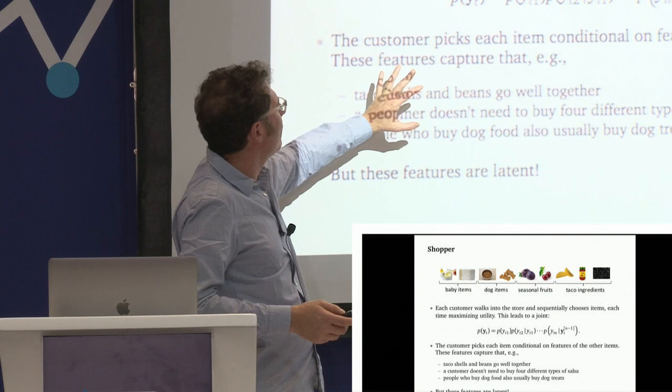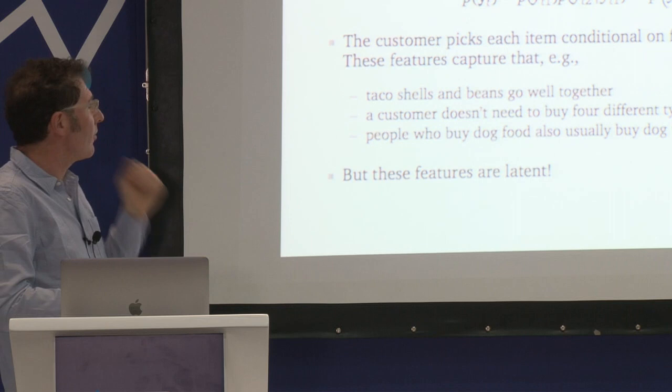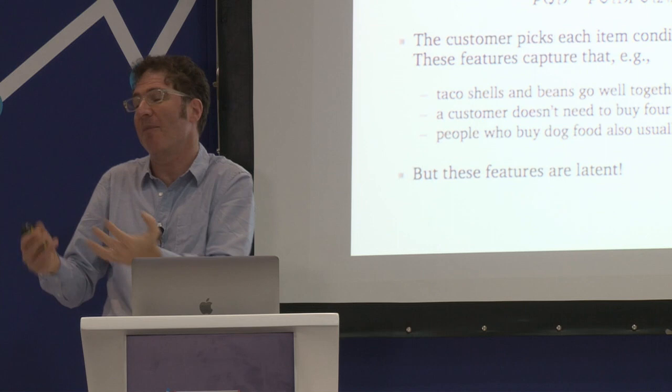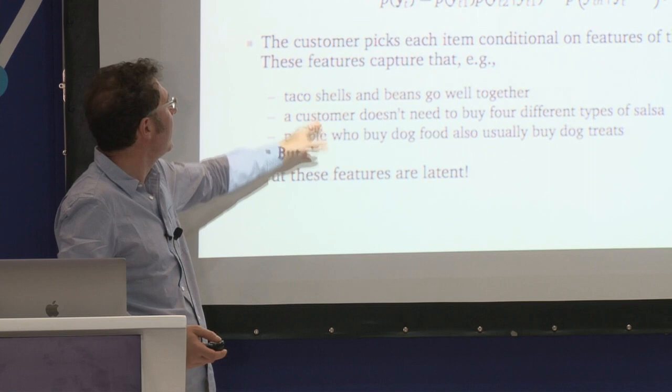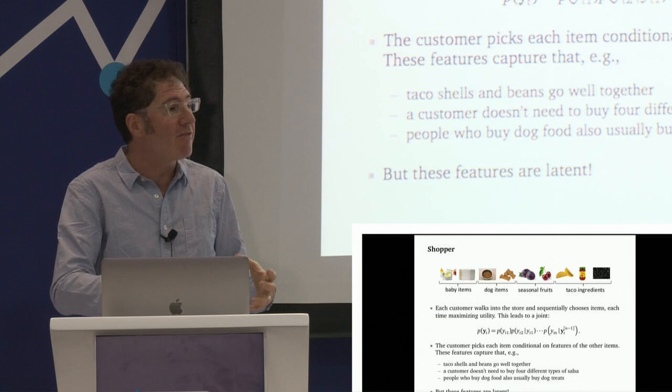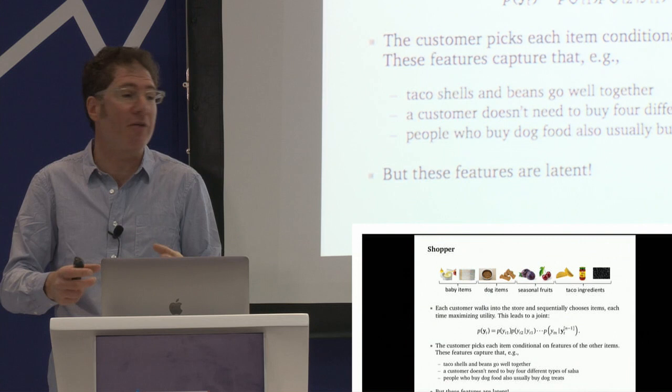It seems obvious, but that's what it's like to work with economists. If jam is in your basket, then when you decide what to pick next, you want to use the features of jam to help you decide that peanut butter is probably good to put in your basket. The features capture, for example, in my example, it's about tacos: taco shells and beans go well together. They could also capture things like a customer doesn't need to buy four different types of salsa. Going back to peanut butter, if I have peanut butter in my basket, I want the features of peanut butter to help me learn that the next thing I do is not put another jar of peanut butter in my basket. I'm not going to pick two different peanut butters, probably.